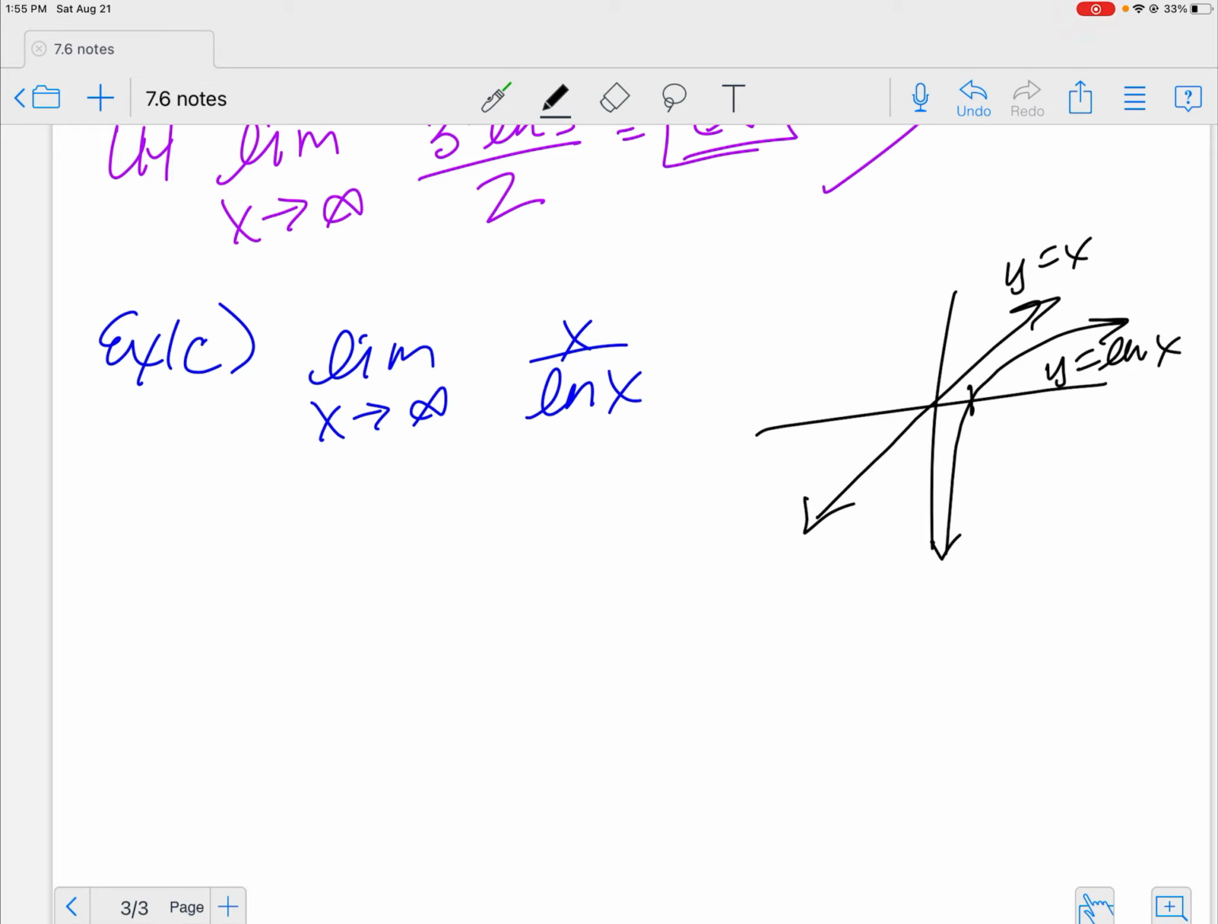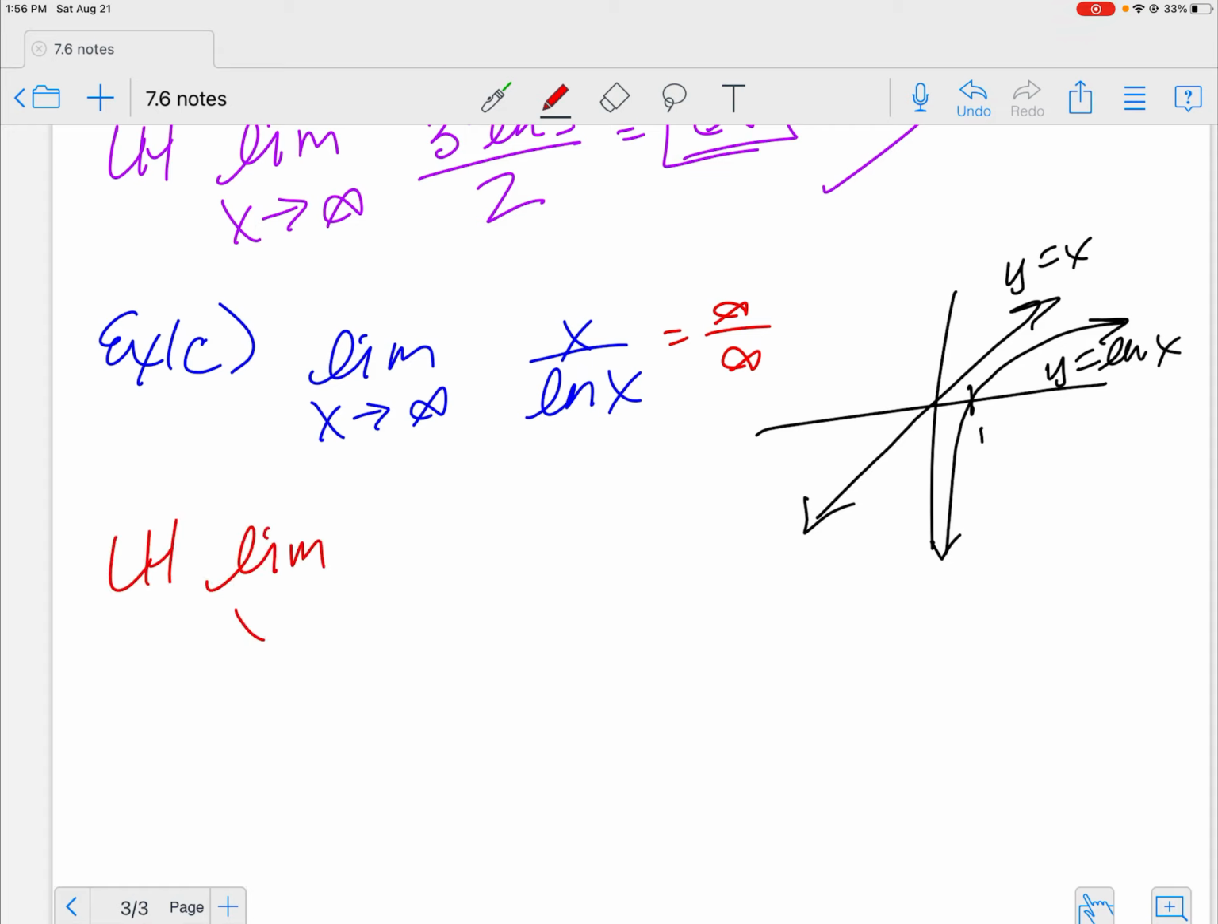Which one's going to get there faster? This always crosses at 1. y equals x, every single time, right? Every single time. So I am 100% on board with you writing this answer right now as infinity. But because we're in this section, I'm just going to prove it to you so you know that's infinity over infinity. The top gets there way faster.